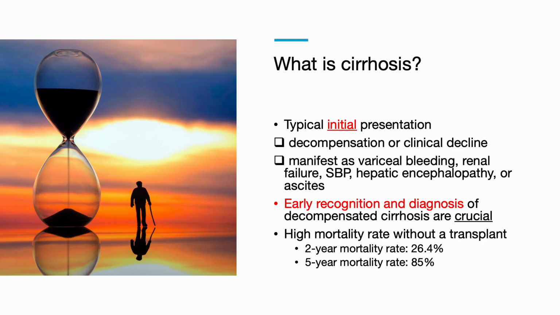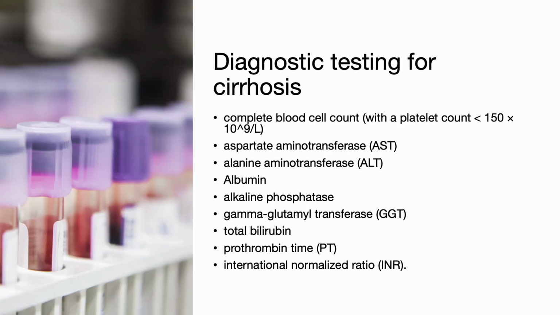Early recognition and diagnosis of decompensated cirrhosis are crucial due to its high mortality without a transplant, with a 2-year mortality rate reaching up to 26.4% and a 5-year mortality rate as high as 85%. For patients with high suspicion of liver disease, lab tests to assess liver injury should be ordered. These tests include a CBC, AST, ALT, albumin, alkaline phosphatase, GGT, total bilirubin, prothrombin time, and INR.